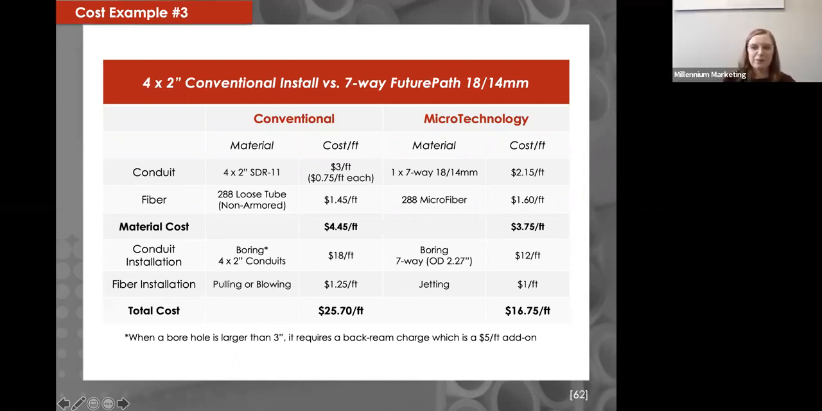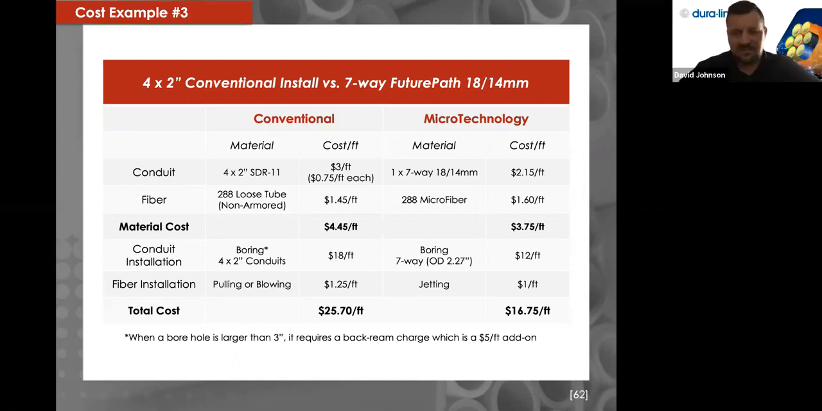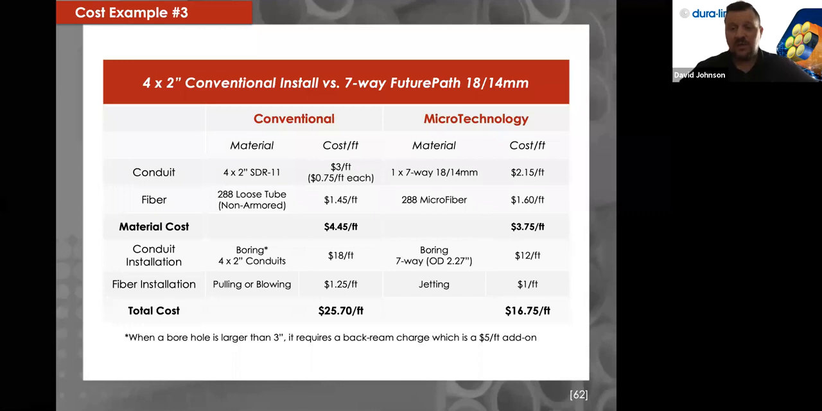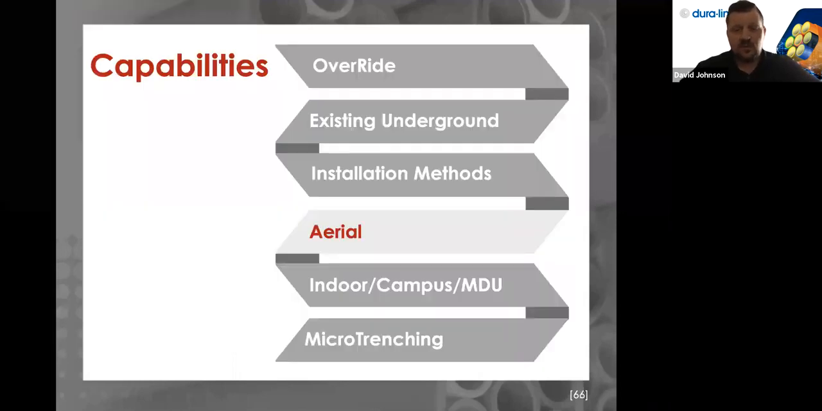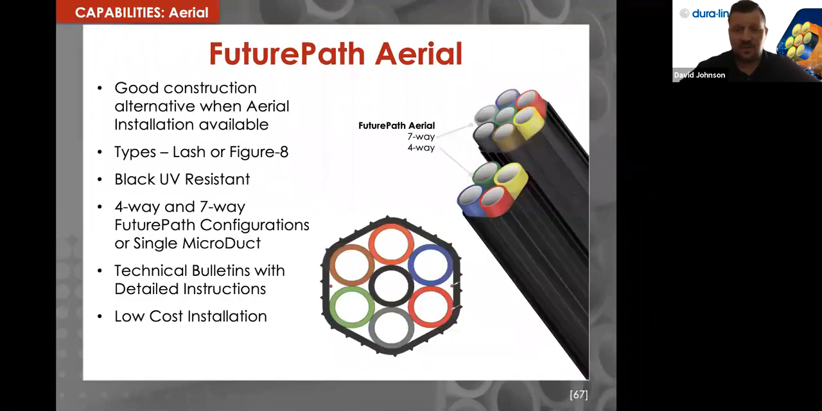Yes, please. So this is just comparing 4 2-inch conduits versus a 7-way FuturePath. And really the biggest thing just to understand here is when you install more than one pathway conventionally, it's a smart thing to just consider FuturePath. You could save a lot of money, and you could have more density in terms of pathways if you consider using Micro Technology.